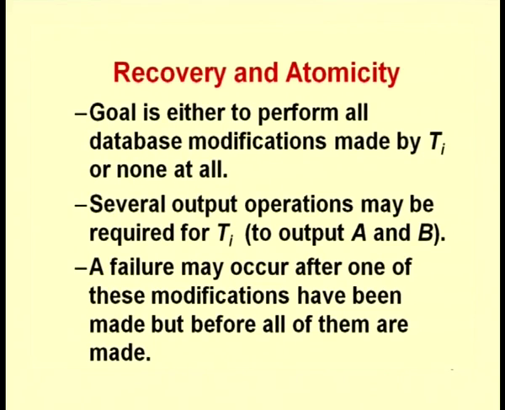So, the goal is either to perform all the database modifications made by the transaction Ti or none at all. Several output operations may be required for completing the transaction Ti, so output to A and B and so on. A failure may occur after one of these modifications has been made, but before all of them are made. That is the key issue there. This is atomicity, the definition of atomicity.